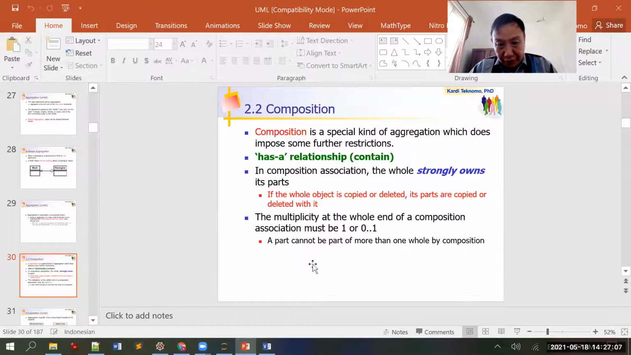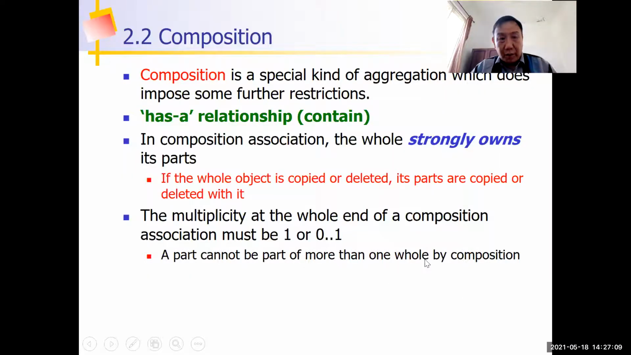Next is composition. What is composition? Composition is a special kind of aggregation, a contains, has-a relationship. The whole strongly owns its parts. What is the meaning? If the whole object is copied or deleted, then the parts are copied or deleted. So you can have multiplicity 0, 1, and so on.